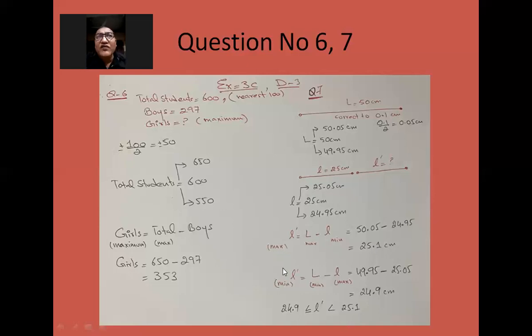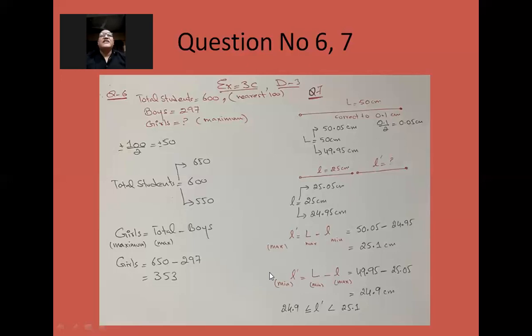Now, if you want to find out the minimum length which will be left, the minimum length left will be the original length minus the length to be cut. Because you want the minimum answer, the capital L value should be taken minimum, and the small l value should be taken as maximum. The lower bound of the capital L is 49.95, and the upper bound of the length to be cut is 25.05. So when you subtract 49.95 minus 25.05, you get 24.9 centimeter.